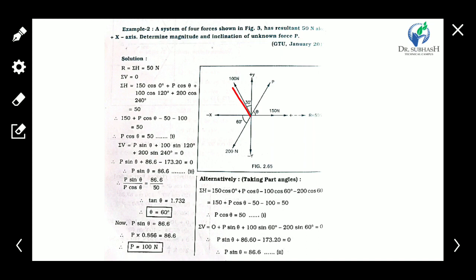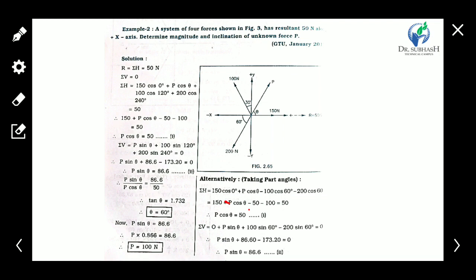Now the next one is the 100 Newton force. The total angle is 30 plus 90, 120 degrees with the 0. So the horizontal component of 100 Newton is 100 cos 120 degrees. Okay. Now the next force is the 200 Newton force. The total degree with 0 is 180 plus 60, so the total angle is 240 degrees. So the horizontal component of the 200 Newton force is 200 cos 240 degrees.